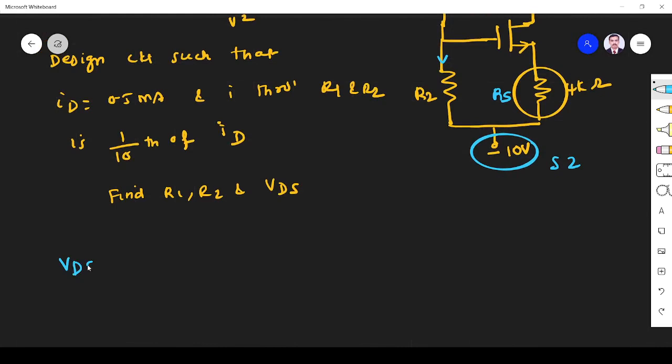So to find VDS, what is the formula for VDS? We know already how to solve this. VDD minus ID times (RD plus RS). This is what we have to find, right? So RS, and plus this minus 10. Oh, sorry, minus of minus, right? If you apply KVL, it will be minus of minus.